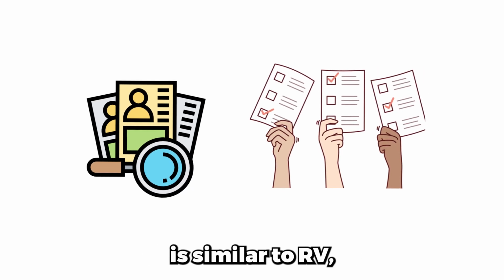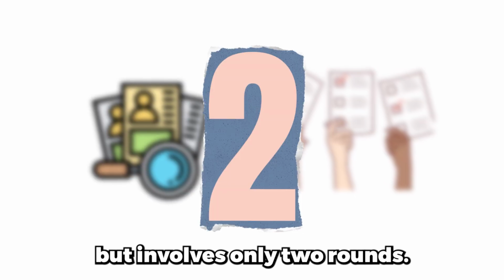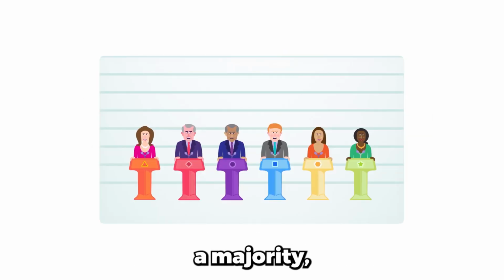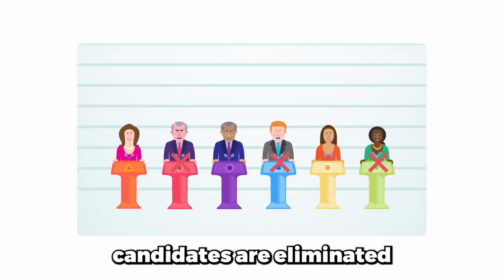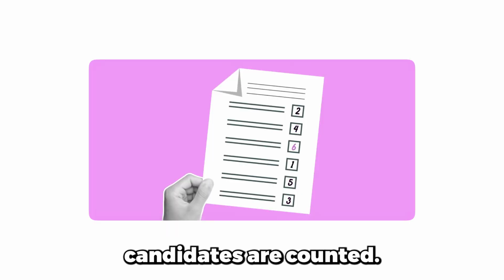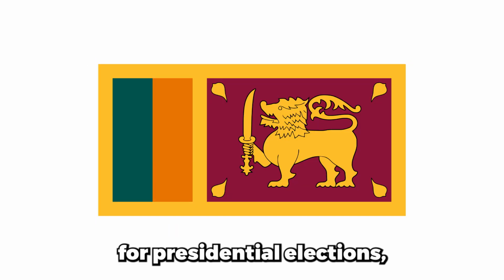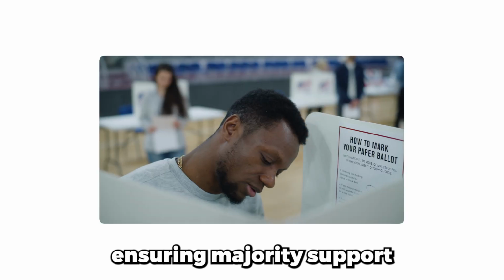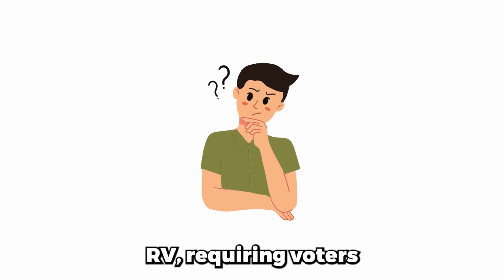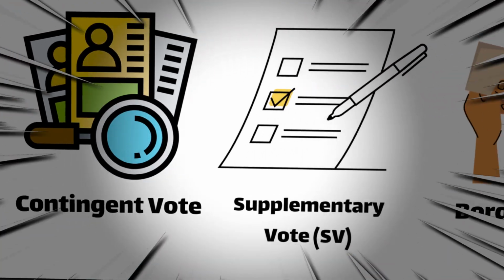Contingent Vote. The contingent vote is similar to IRV but involves only 2 rounds. Voters rank candidates, and if no candidate wins a majority, all but the top 2 candidates are eliminated, and the second preferences of eliminated candidates are counted. This system is used in Sri Lanka for presidential elections, ensuring majority support while being simpler than full IRV, requiring voters to understand ranking.